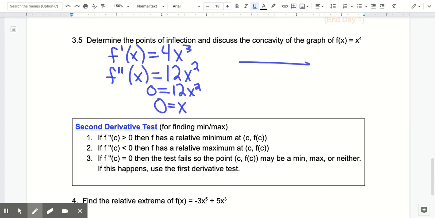And when we solve that for x, of course, we get 0. So now we're going to come to the number line, and we're going to check on either side of 0. Now remember, we're checking the second derivative, so make sure you write that down so that way you're not confused about what you're plugging into and what you're checking for.